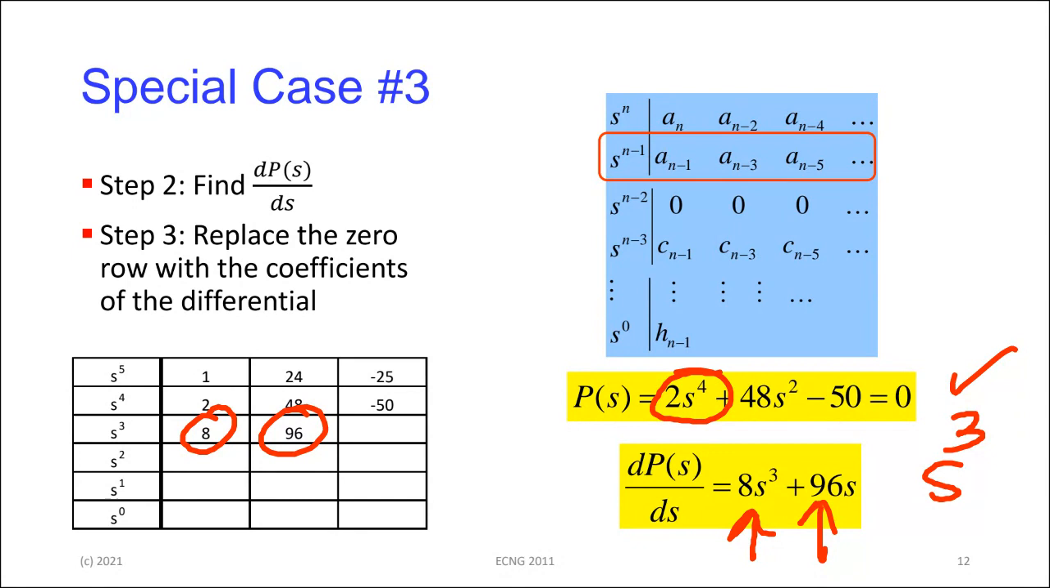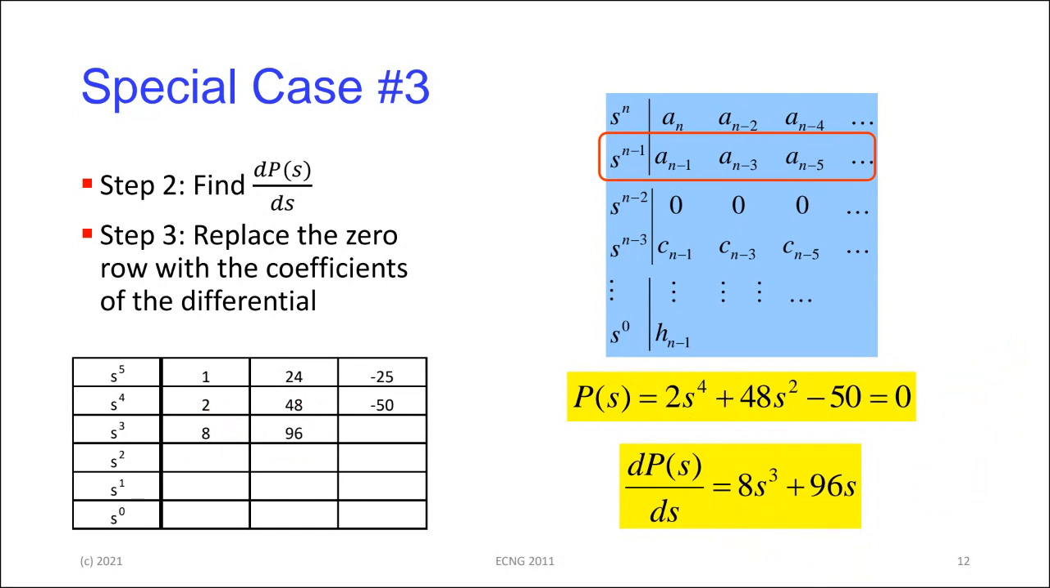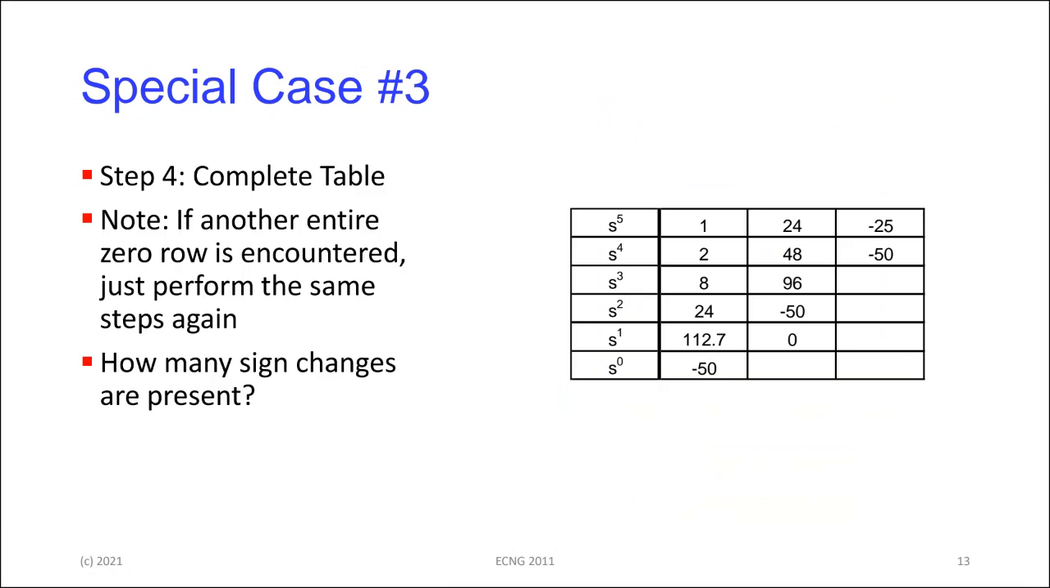So the s squared value now is the next one to do. It's going to be (8 by 48 minus 2 by 96) divided by 8. And then here it will be (8 by minus 50 minus 2 by nothing) divided by 8. So you can keep going like that, and if you fill it out, you're going to get these numbers coming at you.